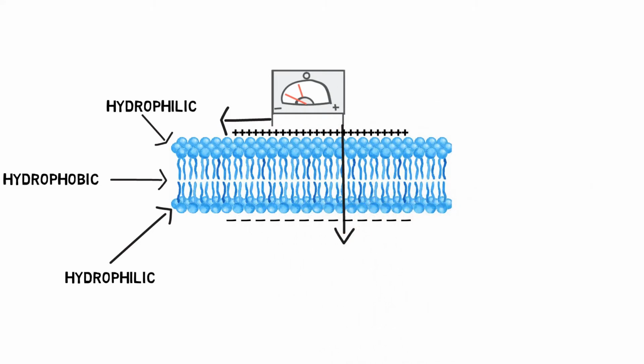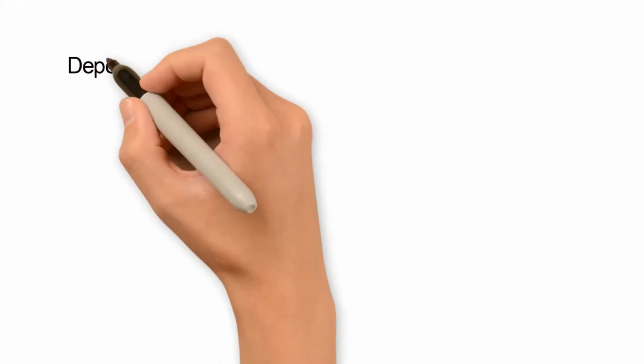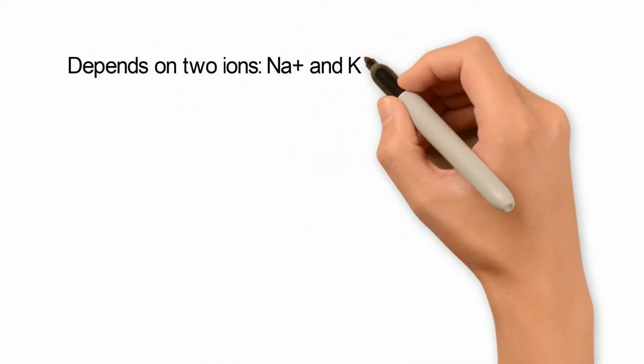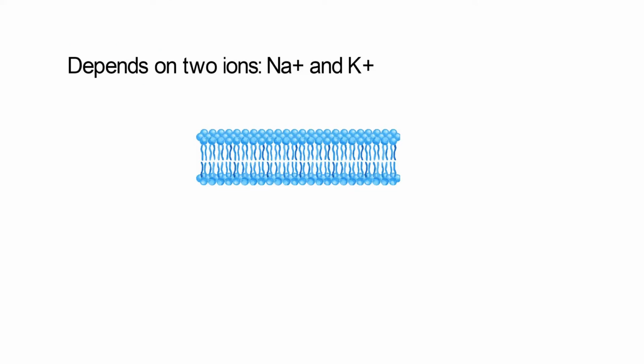The cell will send a signal to other neurons in the brain or the spinal cord when this potential is changed by incoming stimuli. This potential is due in part to two major ions, sodium and potassium. Let's start with the sodium ion.